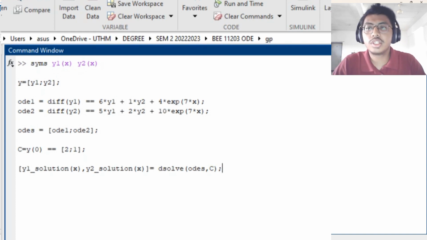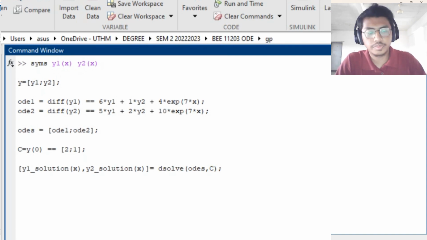As in question 3a, we need to declare the ODES, which is the matrix function of ODE1 semicolon ODE2. Then we need to put the initial condition, which is c equals y when x is equal to 0 is 2 and 1. So we need to put the solution y1 underscore solution x, y2 underscore solution x equals dsolve of the ODES. MATLAB will execute the function to get the exact final value, same as the calculations.